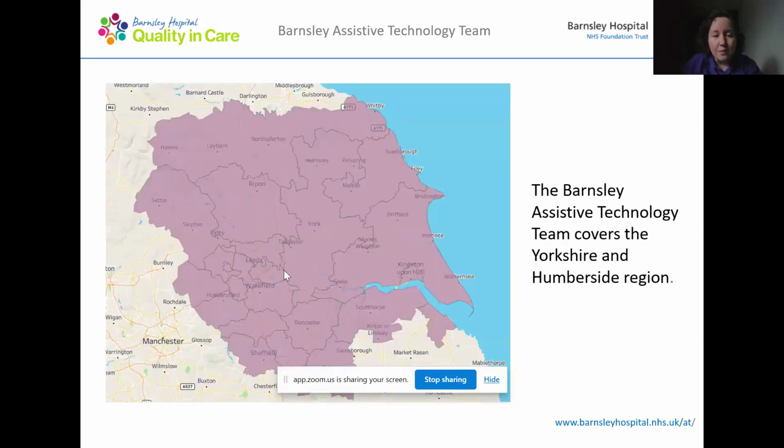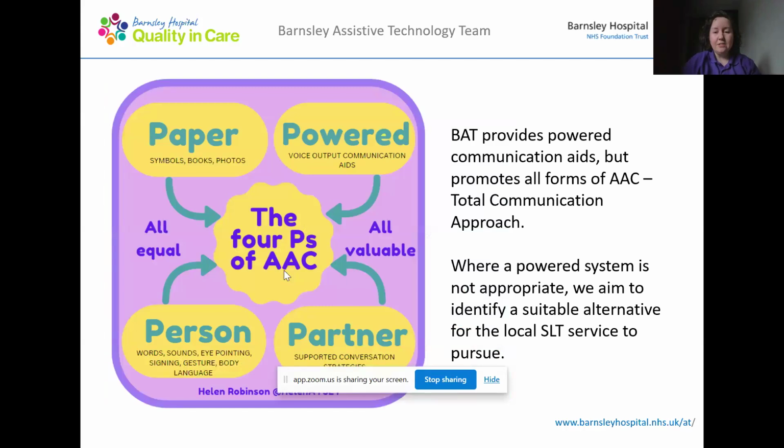And this is the area that we cover. So it's quite a big area. This is just something I wanted to mention, that we do provide powered communication aids, but we promote all forms of AAC, so it's a total communication approach. And so the 4Ps stand for paper-based AAC, things like symbol books, photos, communication charts. Powered is computers that speak out messages when you select items on the screen, or by, for example, a switch, or other ways they might interact with the technology.